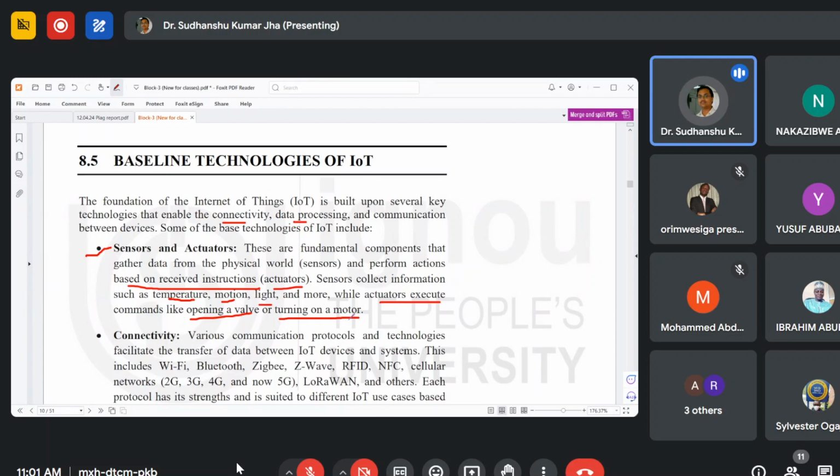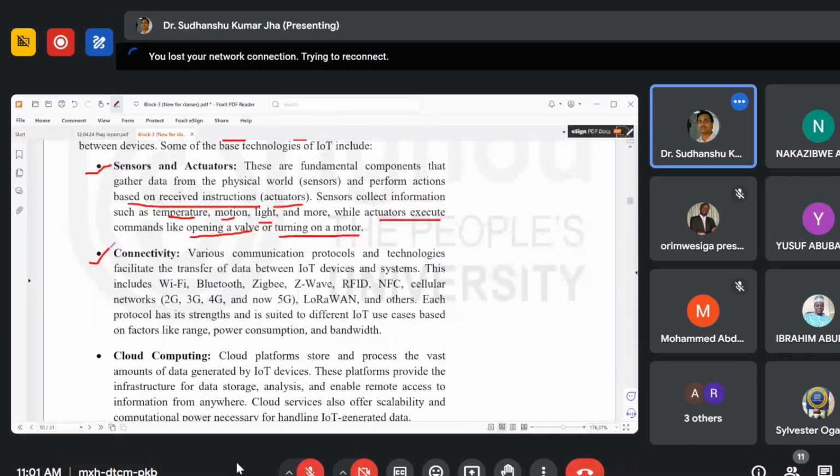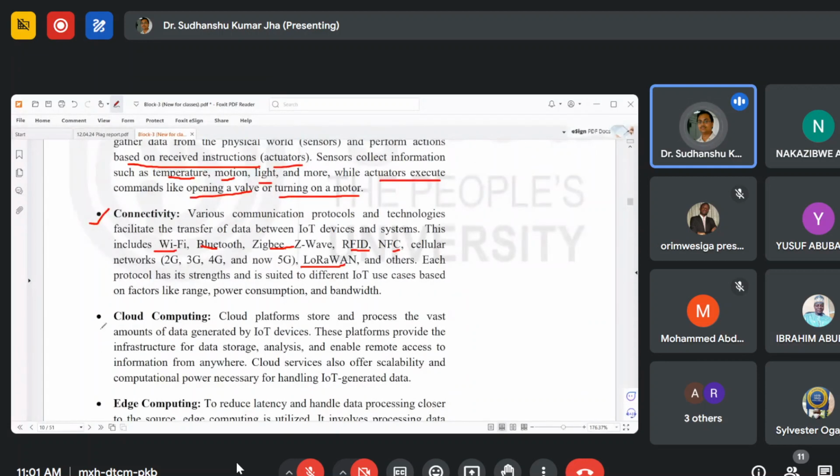Similarly, we have a lot of connectivity technologies, which refer to the network protocols that enable sending information, like Wi-Fi, Bluetooth, Zigbee, to connect with another IoT device or with the servers. Cloud computing is another component of the IoT device, which allows us to store and process data from the sensors of the IoT devices.